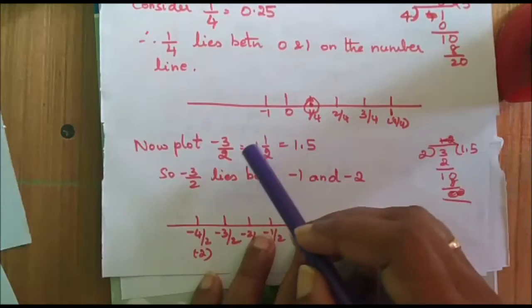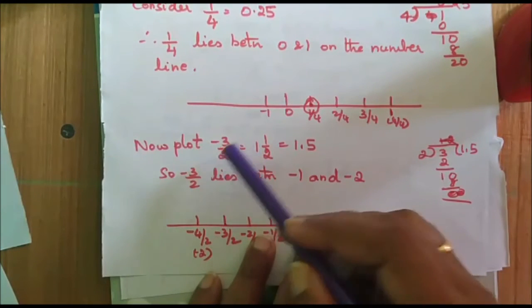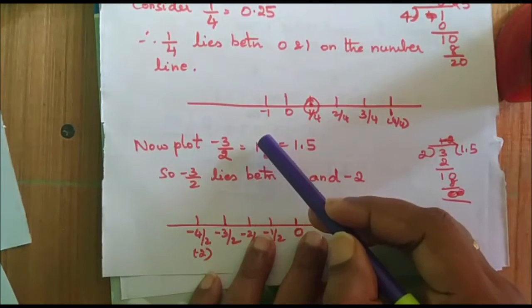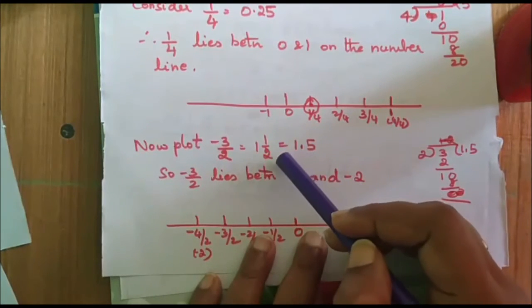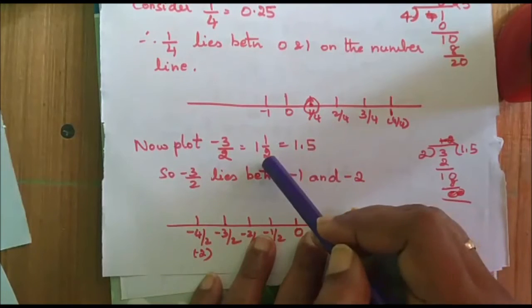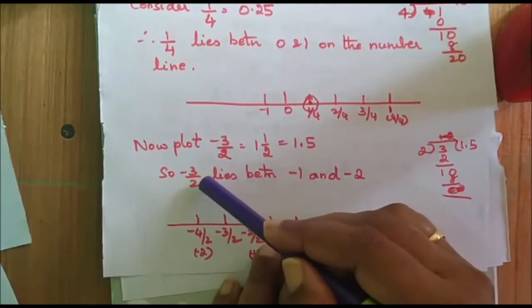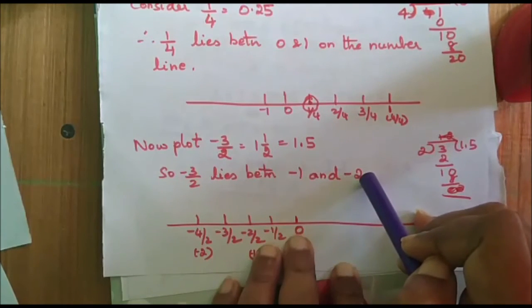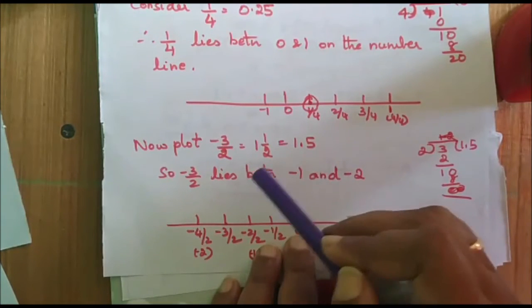Okay. Now I'll take another point, minus 3 by 2. Minus 3 by 2 can be written as minus 1 1 by 2. It is an improper fraction. Now 1 1 by 2 can be written as 1.5. You know half is 0.5. Okay. So minus 3 by 2 lies between minus 1 and minus 2, because 1.5 lies between 1 and 2.